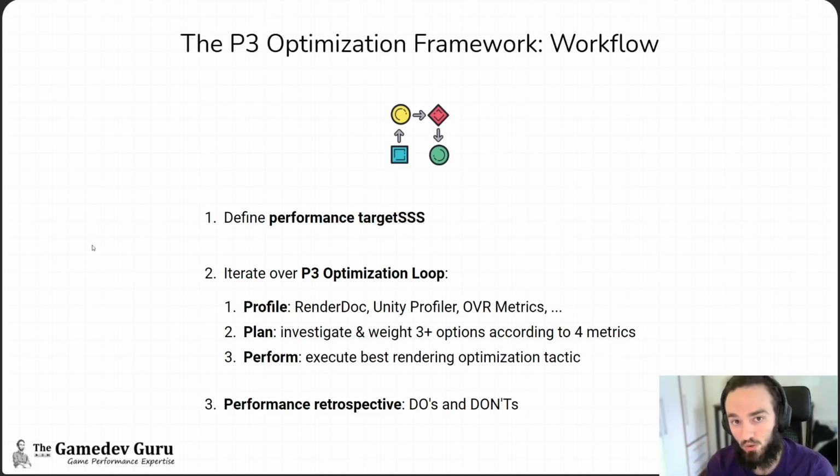After that, what you want to do is to iterate over the P3 optimization loop. Every time that you iterate over this loop, it is going to give you a substantial performance boost that will get you closer to your performance goal. The first part of this loop is the profile phase. Here, this is all about gathering information, gathering intel that is going to let you decide in the future what your options might be. This includes any type of profiling tool like RenderDoc or VRMetrics, Unity Profiler, Pix, VTune, etc.